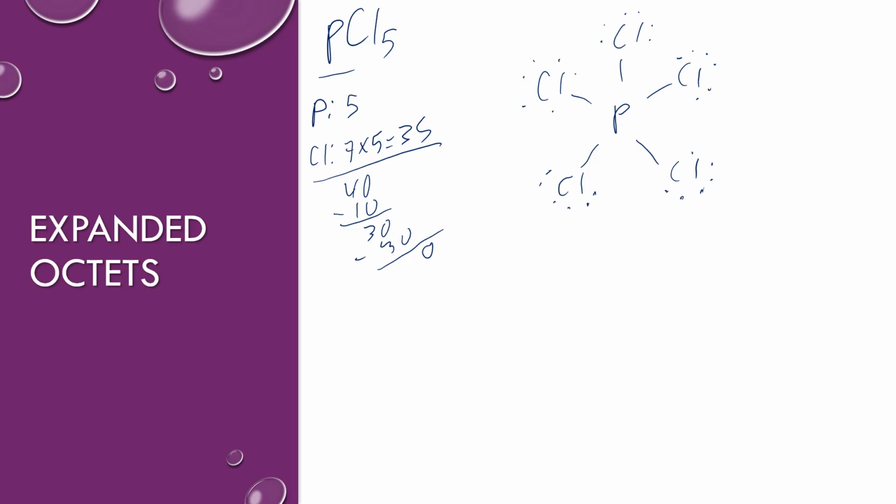And it works because phosphorus is in the third period, and some of the electrons are going to be using some d orbitals to do some of the bonding here. You just don't necessarily need to understand exactly how that happens, just that it does. Let's do one more example.